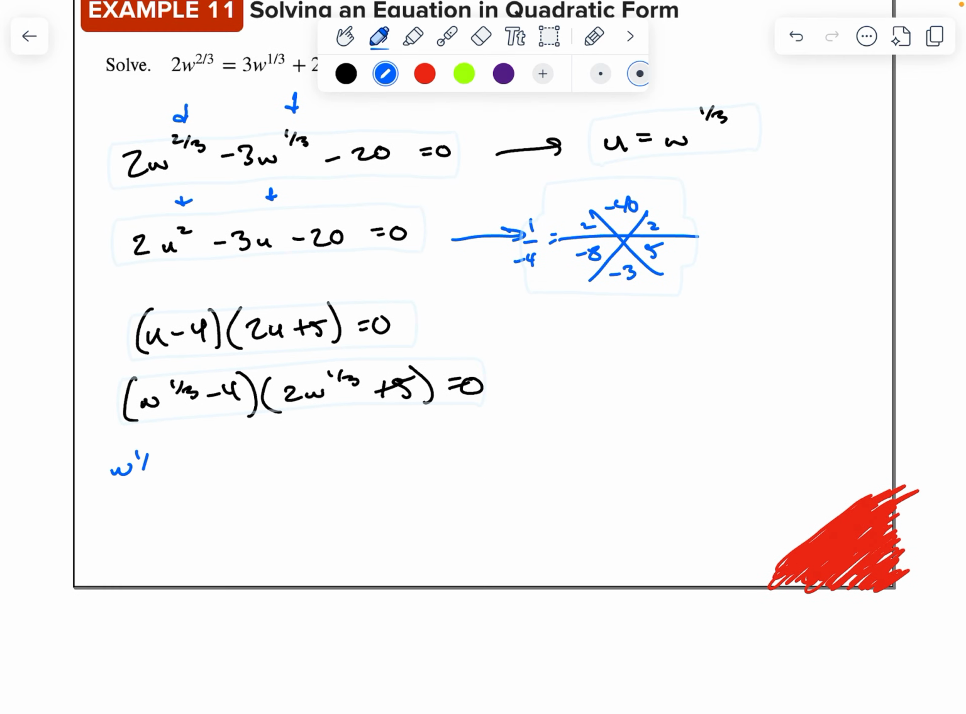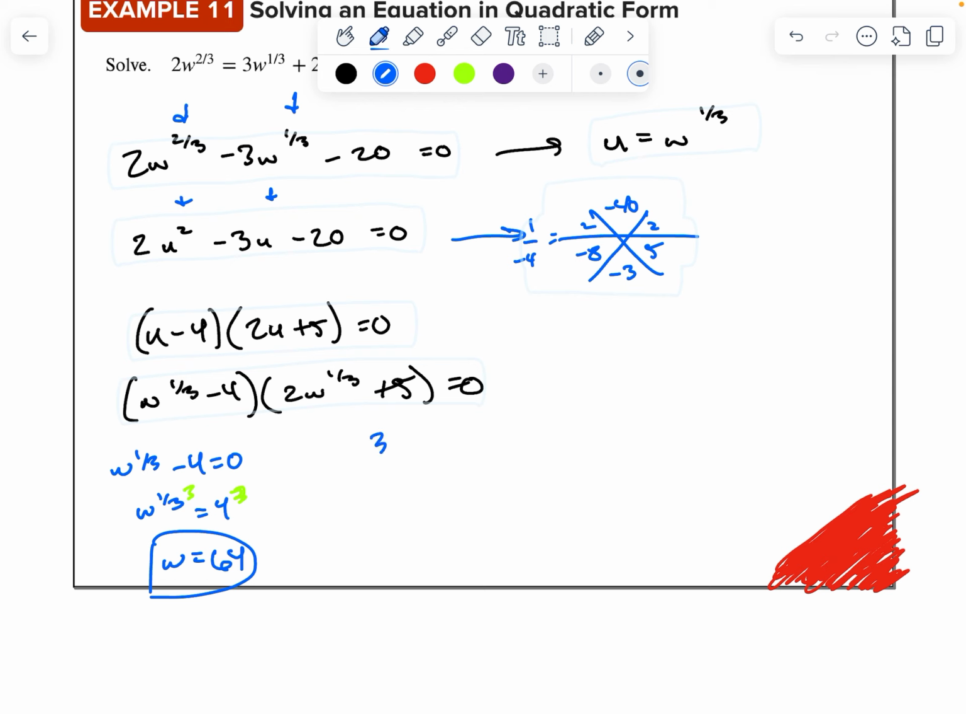So w to the 1/3 minus 4 equals 0. w to the 1/3 equals 4. We can do a third power on both sides. Remember, a power will get rid of an exponent, right? 1/3 times 3 would make 1. That would be w equals 4 to the 3rd, which is 64.